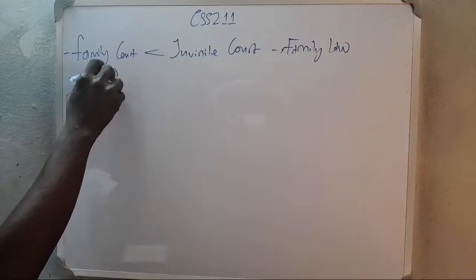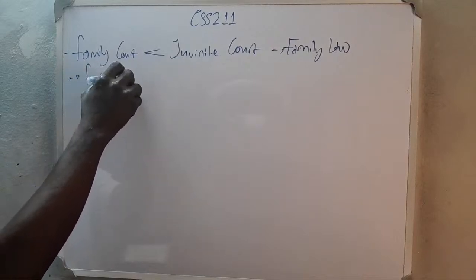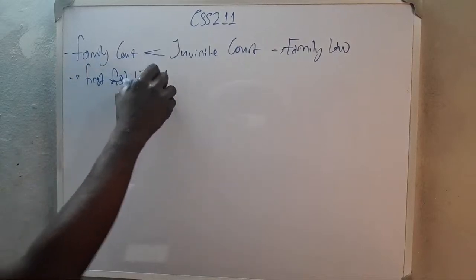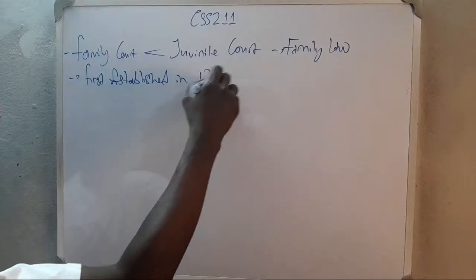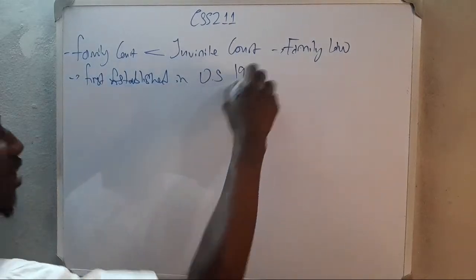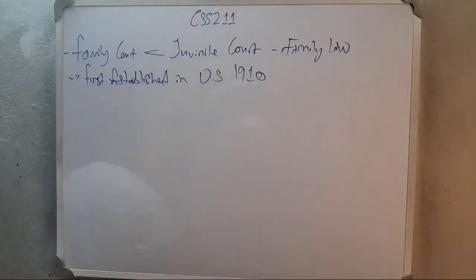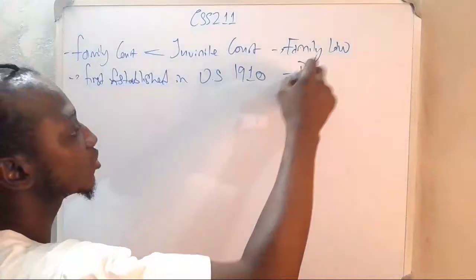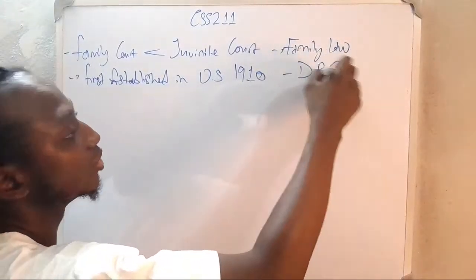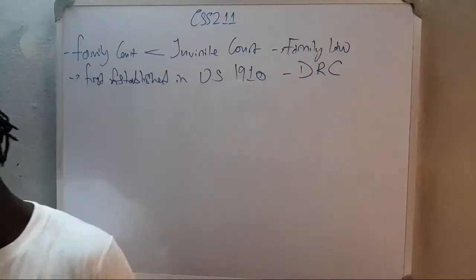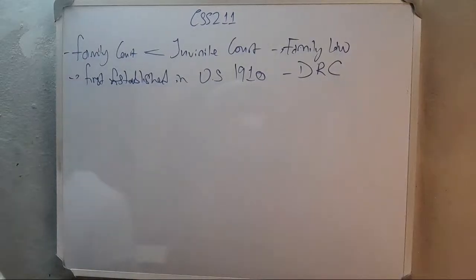Now, the family court was first established in the United States in 1910. And then it was called domestic relation court at its first initial establishment in 1910.